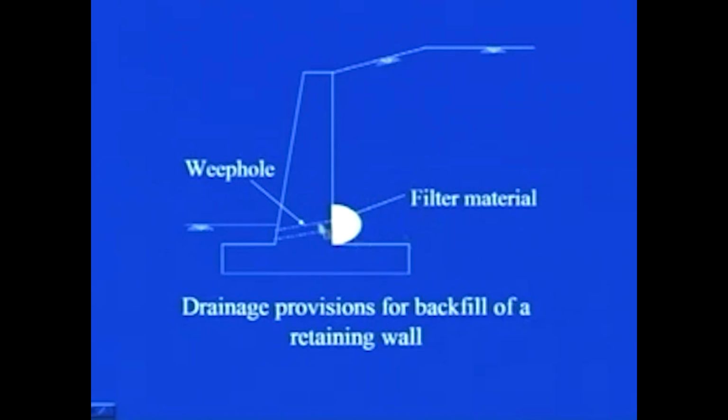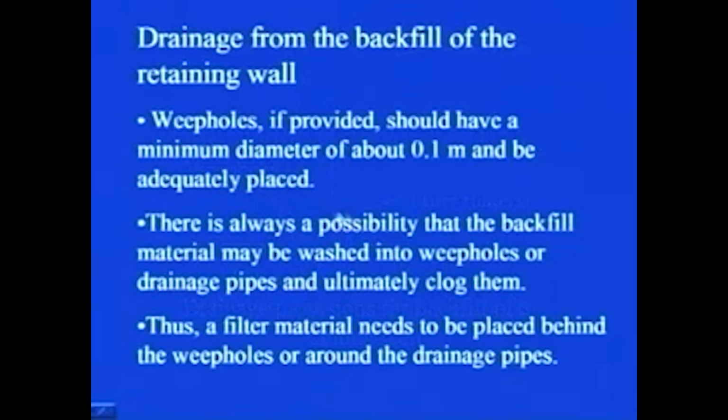The water, whatever be the reason for which it is present, can pass through this filter material, and through the weep hole it can just drain out from the backfill soil. So, these are drainage provisions for backfill of a retaining wall. Then weep holes, if provided, should have a minimum diameter of about 0.1 meter and be adequately placed.